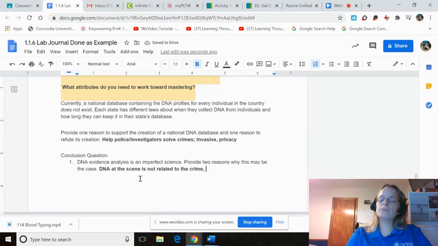Another reason, picture the person running the DNA. It's a human being working in a lab. What do you know about human beings? Yeah, we make mistakes, so it could be human error in the lab. So there you go, guys.